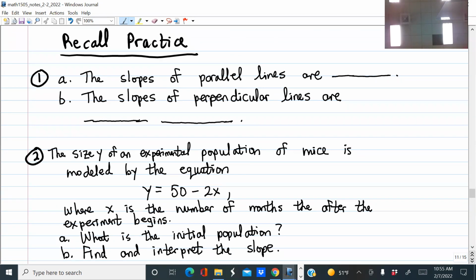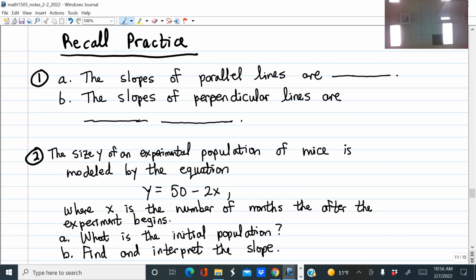So the slopes of parallel lines are what? How could we complete that sentence? And then in the most efficient way, how could we complete that sentence? And then part B there, the slopes of perpendicular lines are, notice I've left 2 blanks. You may have to say that with a little bit more. The most efficient way of saying that is 2 blanks, but if you have to use a little bit more words to describe the relationship of slopes of perpendicular lines, that's fine also.